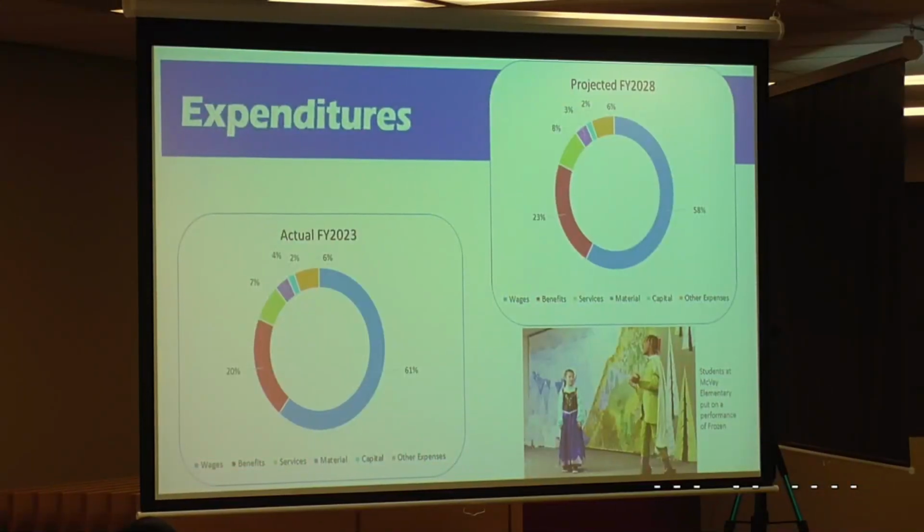Yeah, okay. So looking at overall expenditures, the district's largest expense is personnel. We are a people business. We grow people and educate people and, you know, all of those wonderful things. And we need people to do that. So those were 81% of total expenditures in the last fiscal year, and they're projected to remain at 81% in fiscal year 2028. And the picture here is students at McVeigh Elementary performing Frozen.